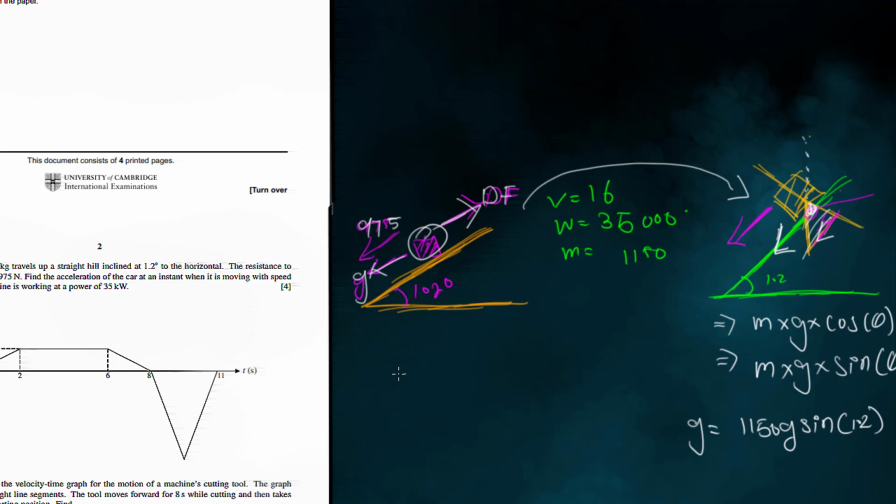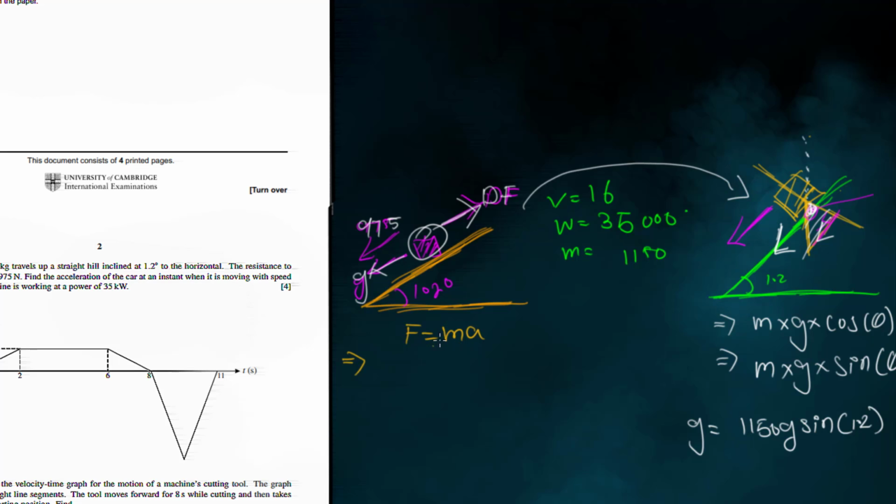Also, when you have a question in mechanics, it's always important to write down the final equation that you need to get to. It makes the problem solving much more easier. In this case, we need to find acceleration. So basically you have to use F equals ma, Newton's second law. Force is equal to mass into acceleration.